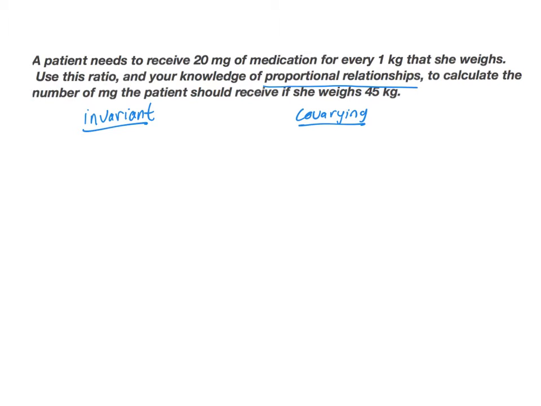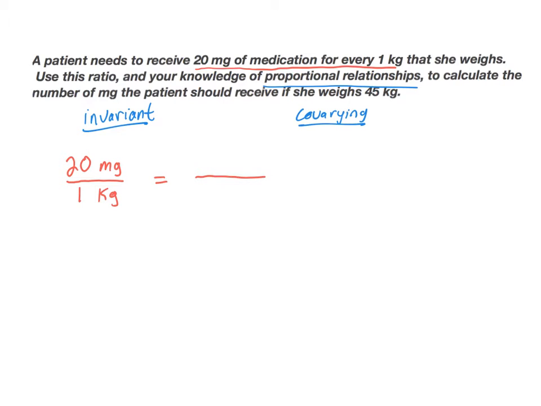So first of all, I am told that the patient needs to receive 20 milligrams of medication for every 1 kilogram. That's a ratio. 20 milligrams of medication for every 1 kilogram that she weighs. Now we know that this relationship needs to stay the same throughout all other equivalent ratios. So if we're looking at another ratio of milligrams over kilograms, it needs to reduce to 20 over 1.